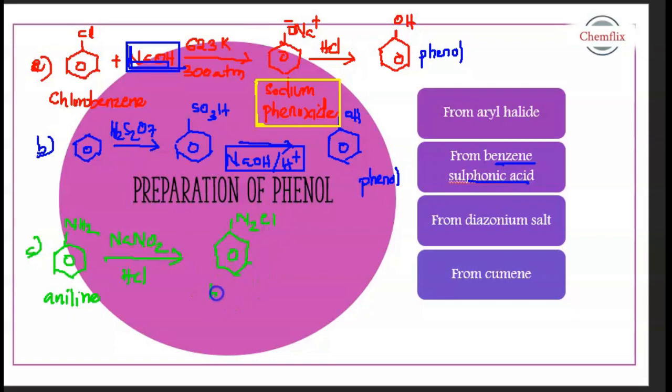This is benzene diazonium chloride. Did you understand how it is obtained? Take aniline and treat it with NaNO2 in the presence of HCl, and you get benzene diazonium chloride. You need chloride, so we add HCl. You need diazonium, so aniline gives N2. So we got benzene diazonium chloride. What should we do with it? You have to warm it in the presence of water. Then you will get phenol.